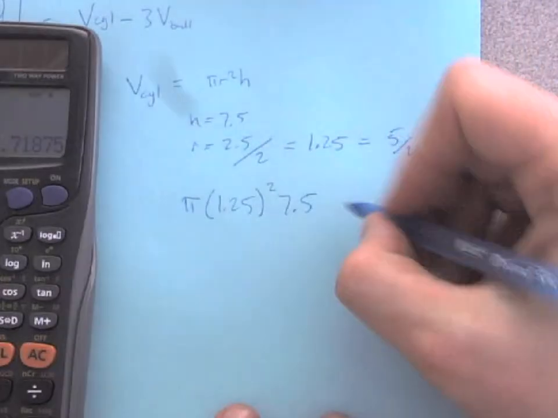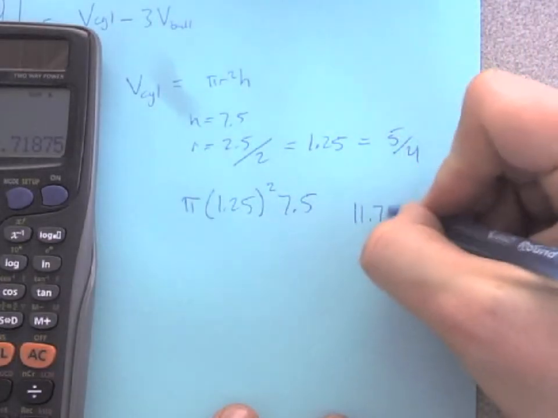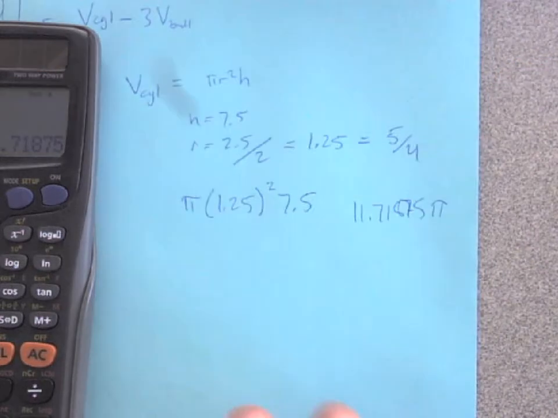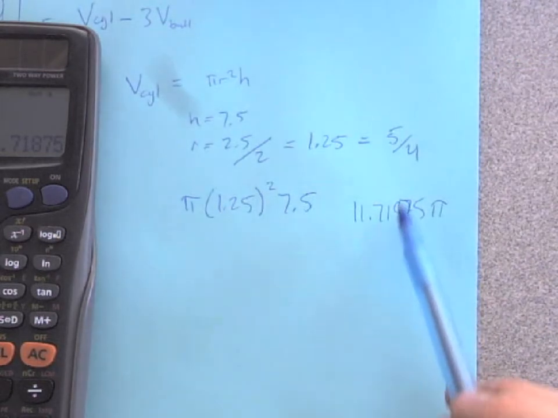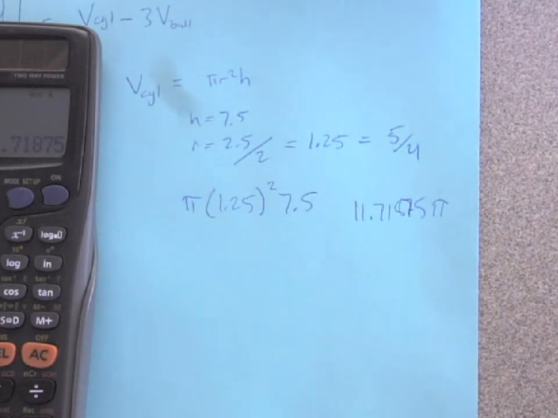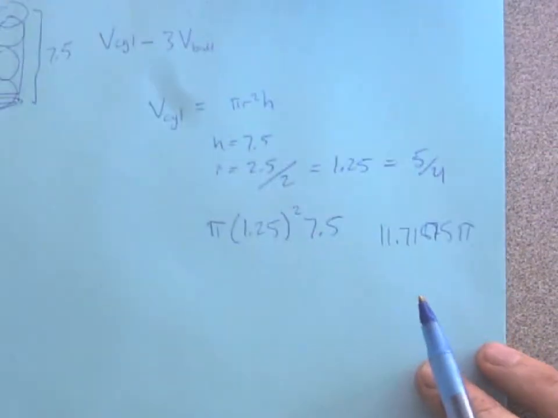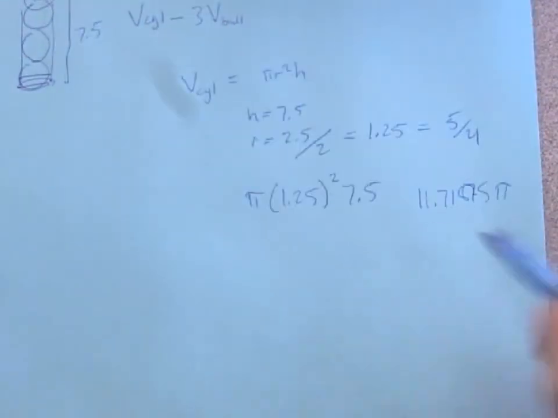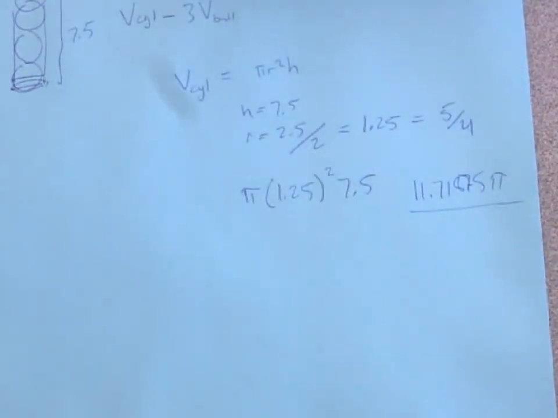So if we wanted to, we could write this as 11.71875 times pi. Now typically, if somebody's asking for an exact answer, this is kind of clunky. They would probably rather have it as a fraction times pi. But for our purposes, this isn't the final answer. We're just trying to find the difference in volume anyway. So we're going to leave that as the volume of our cylinder for now.